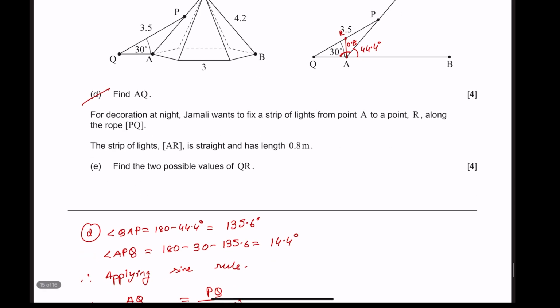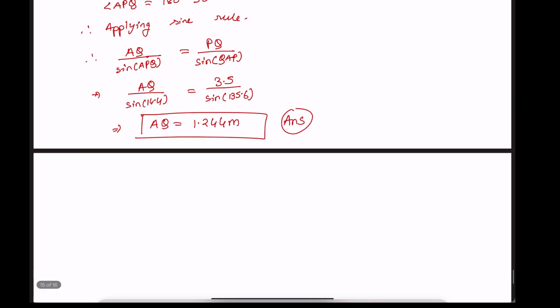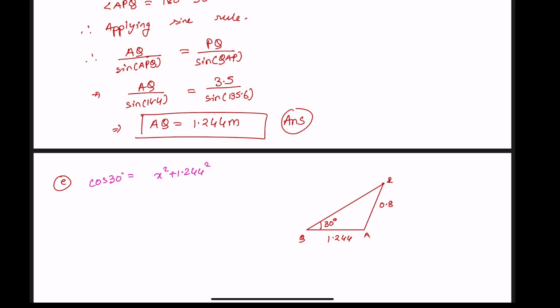Now if I draw this triangle QAR, it should look like this. This is Q, this is A, this is R. I know this angle is 30 degrees, I know AR is 0.8, and I know AQ is also 1.244. I have to find QR. So easily I can find QR using the cosine formula because I know one angle and I'm just missing one side. So cos 30 degrees would be equal to x squared plus 1.244 squared minus 0.8 squared divided by 2 times x times 1.244.